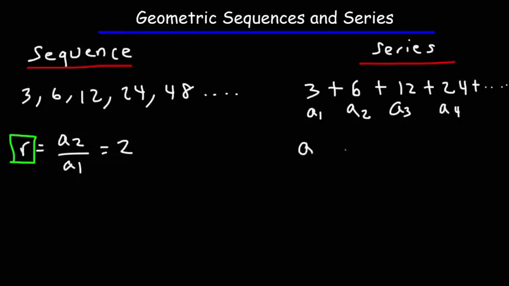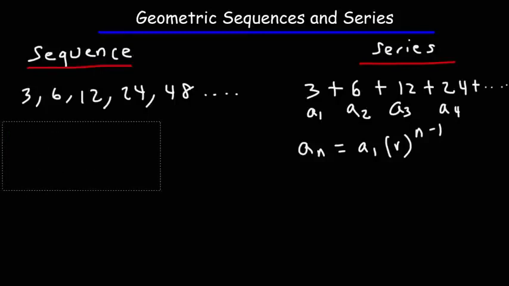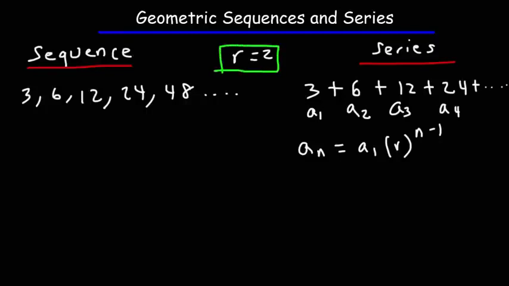Now the formula you need to calculate the nth term of a geometric sequence or series is the first term, a sub 1, times the common ratio r raised to the n minus 1. So for instance, let's just make a note that r is equal to 2. Let's say we want to find the value of the fifth term.